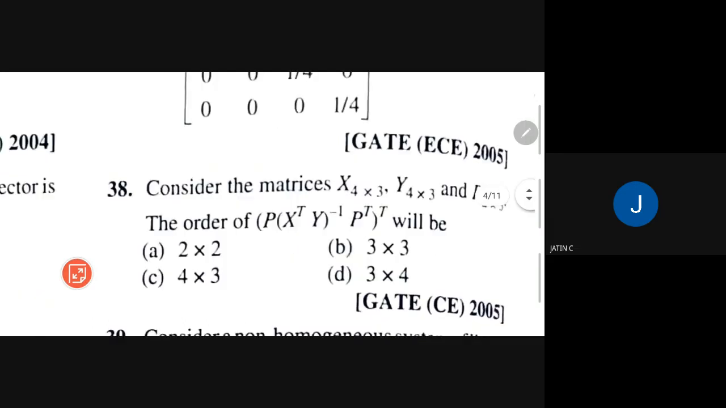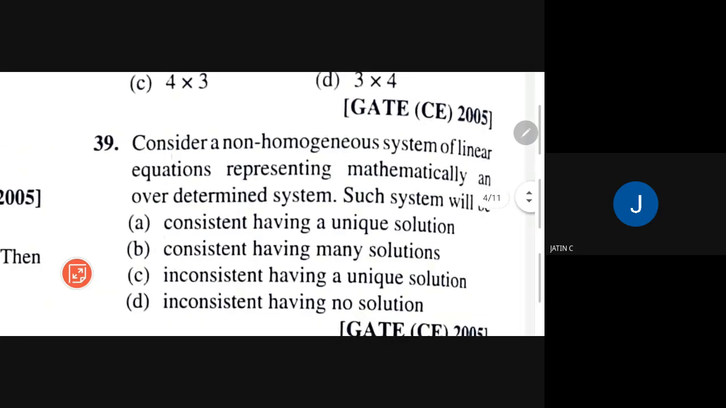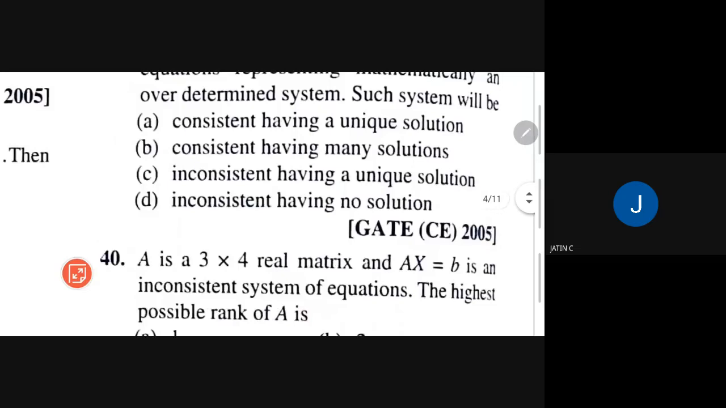Then we have this. What is this? This is a simple one. I don't want to. Next, this is also simple.